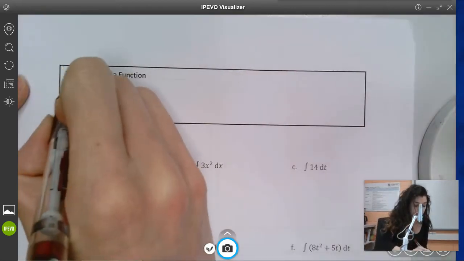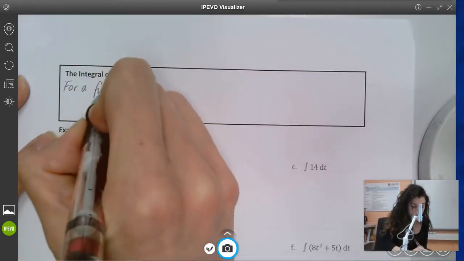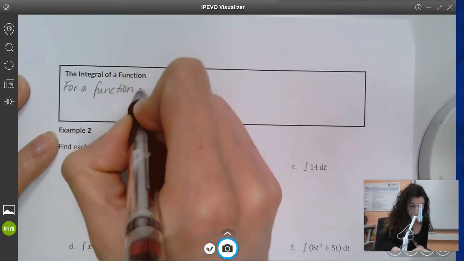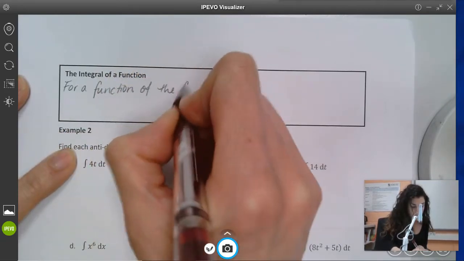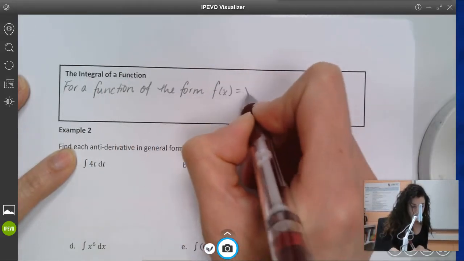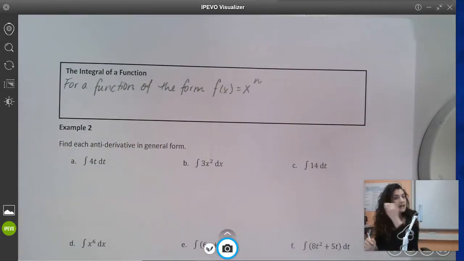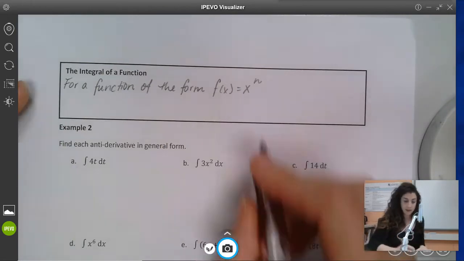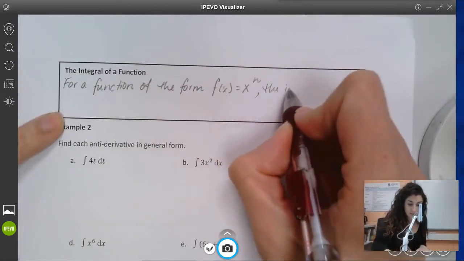So for a function of the form f of x equals x to the n. We realize that this could have some sort of coefficient like a x to the n, but just realize that it'll just multiply in like it did with the derivatives before. The integral.